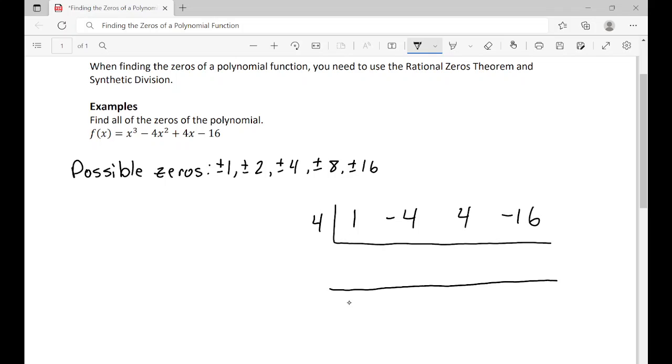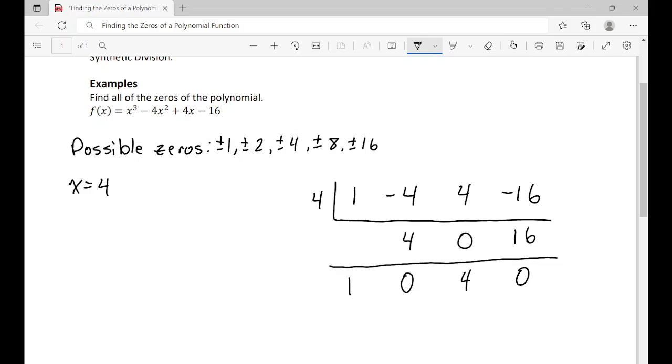So we bring the 1 down and go through the synthetic division. 1 times 4 is 4. Negative 4 plus 4 is 0. And then do it again. 0 times 4 is 0. 4 plus 0 is 4. 4 times 4 is 16. Negative 16 and 16 is 0. So since the last number is a 0, 4 is one of our answers. So one of our zeros is going to be 4.